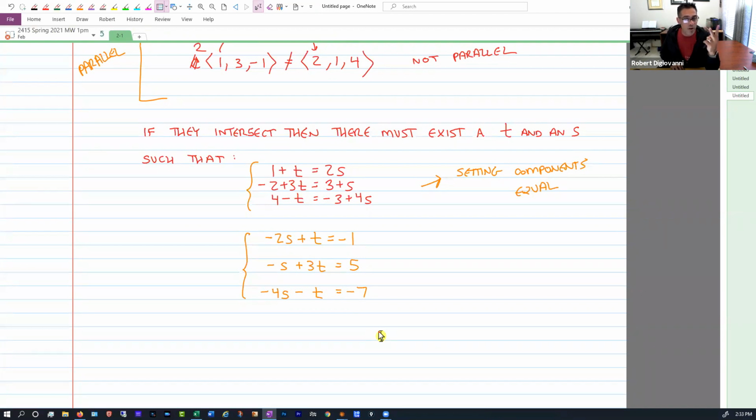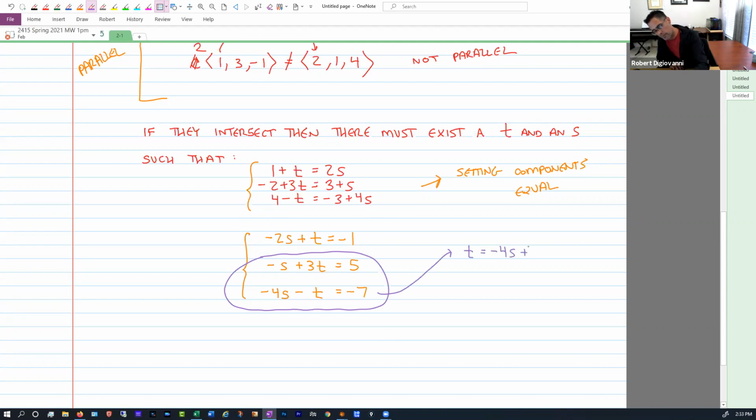So since I only have 2 unknowns and I have 3 equations, I can just work with 2 of them at a time. So I'm going to work with just those 2 first, and I'm going to solve that by doing a quick substitution. I'm going to take this last equation and solve it for t. All I did there was move the t over to the right, move the 7 over to the left. So do you all agree that that's what t is? And now I'm going to do the second equation, and I'm going to replace the t.